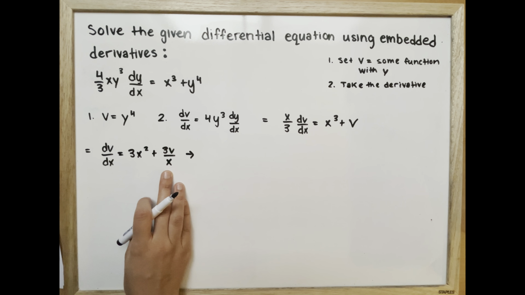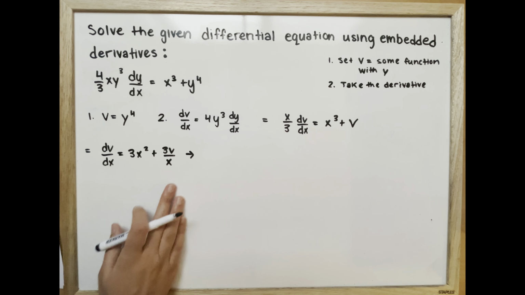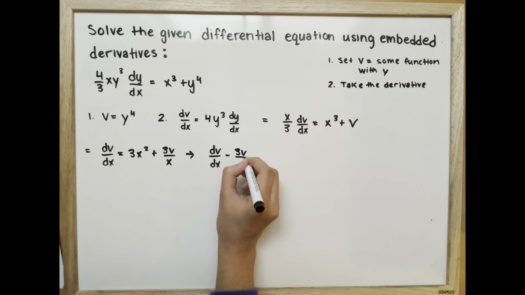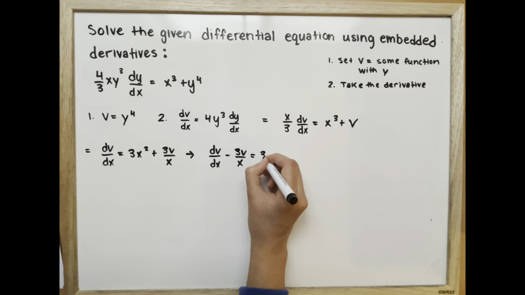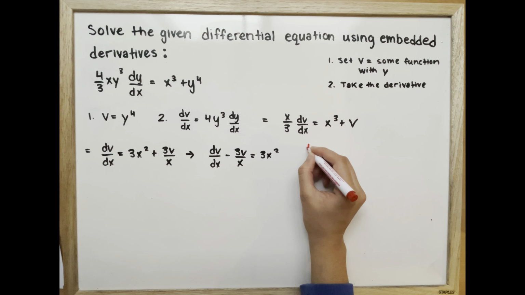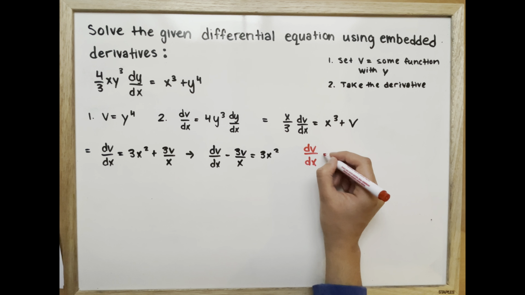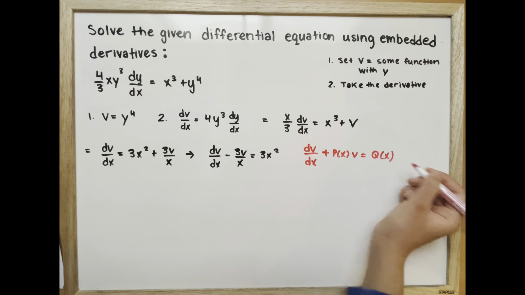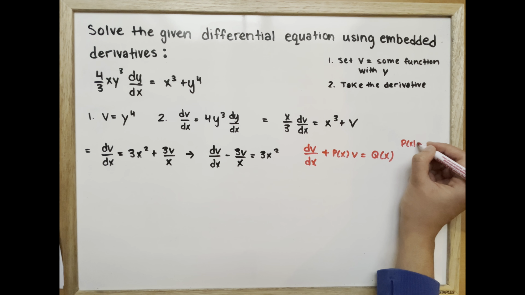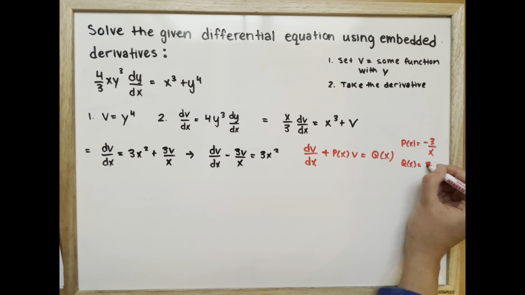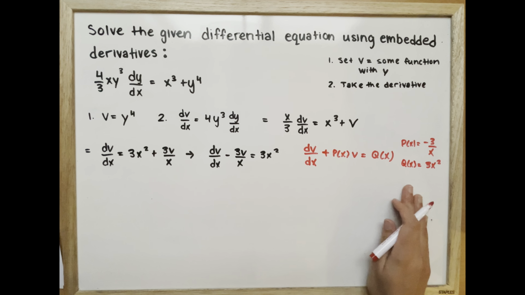So now we're going to move the 3v divided by x to the left side, and we're going to get dv over dx minus 3v over x is equal to 3x squared. So now if we look at this equation, it's written in this form: dv over dx plus p of x times v is equal to q of x. So we can set our p of x equal to negative 3 over x and our q of x equal to 3x squared. So this is known as a linear first order differential equation, and we can solve this using integrating factors.